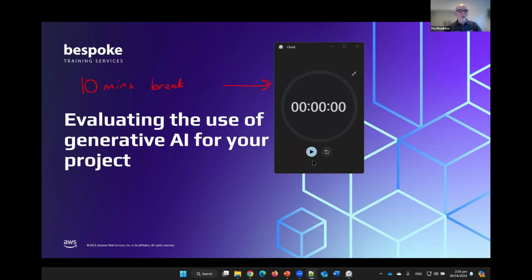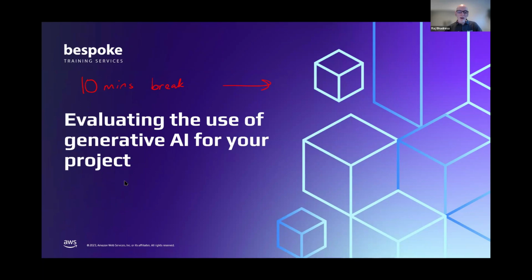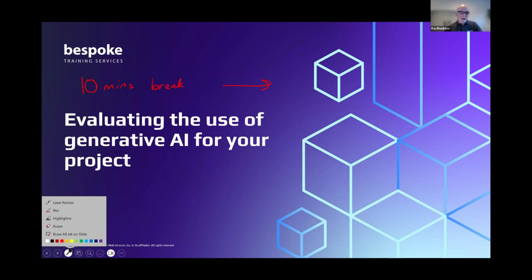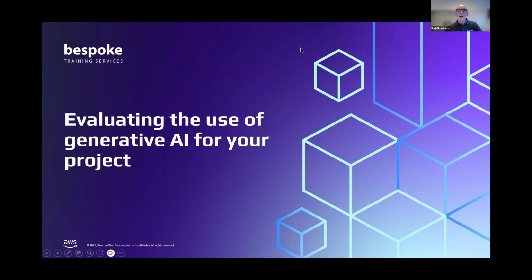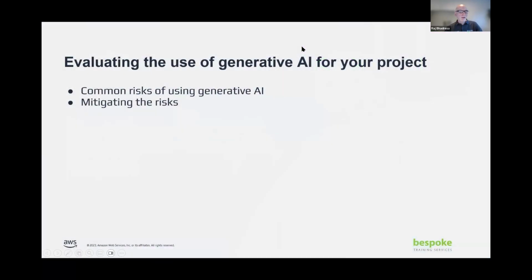I'll continue, unless there's any questions, of course, feel free to post them into the chat window. I'll continue the presentation and really talk about evaluating the use of generative AI for your project. And I guess we've kind of dipped into some of these considerations, but the kinds of things that you may need to think about are, what are the risks? What are the risks that I need to think about when using generative AI? And can those risks be mitigated sufficiently so that your organization can take the benefits?